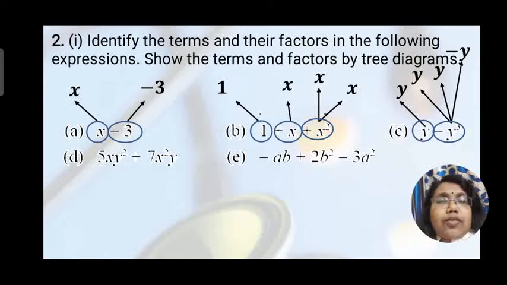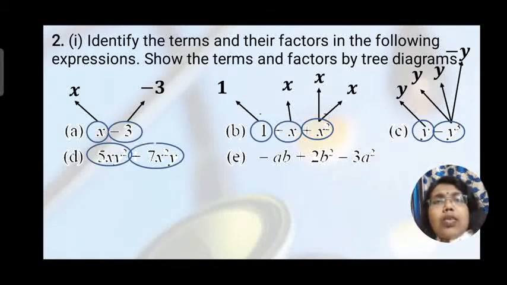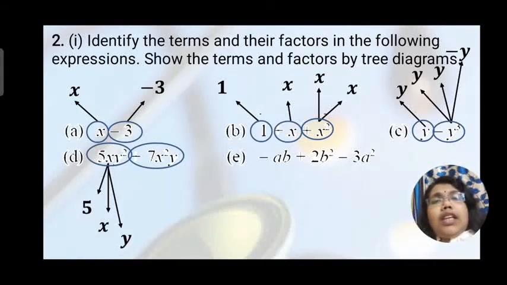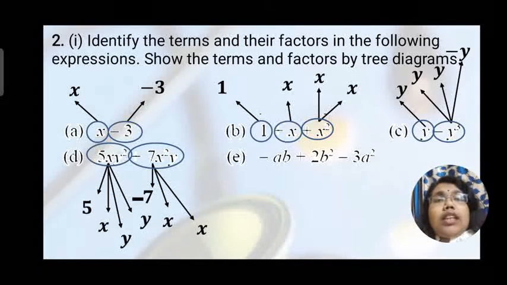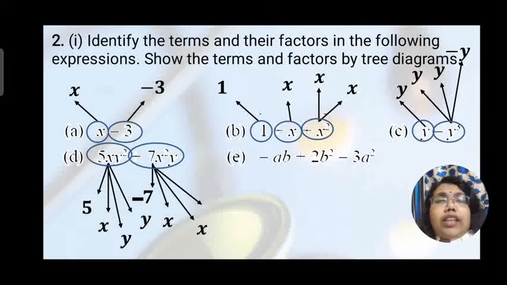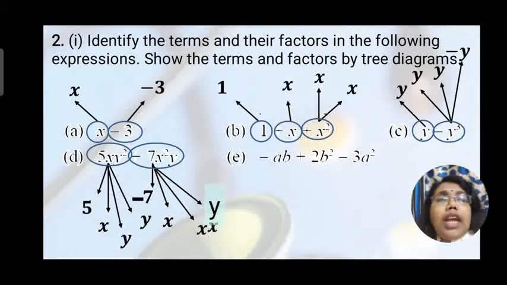Next, the next one is 5xy squared plus 7x squared y. Now the terms involved are 5xy squared and 7x squared y. The factors of the first are 5, then x, then y, and then again y. The next term is 7x squared y. The factors are 7, then x, then x again, then y. These are the four factors. The negative sign can be carried by any one of these.